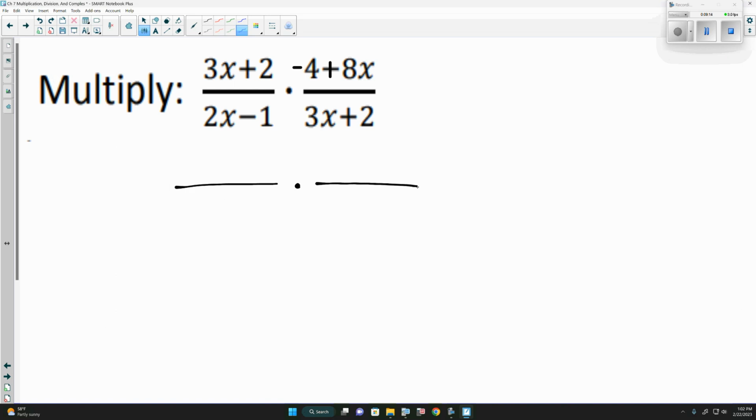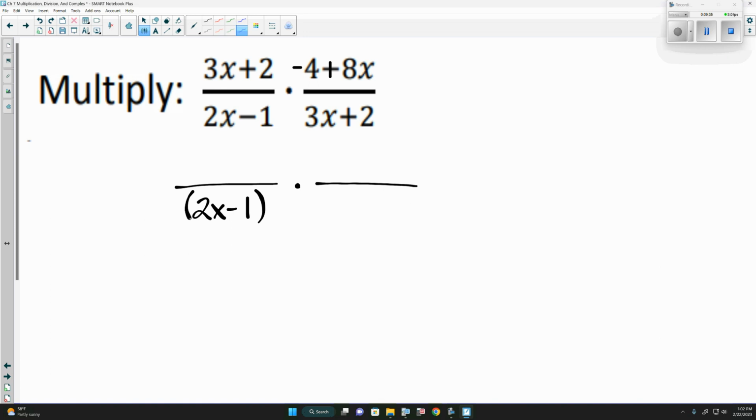Now looking at this here, are there any that are not factorable? Yeah. 2x minus 1 is not factorable because 2x and 1 do not have a greatest common factor. The degree with x is 1. That's as simplified as it gets.